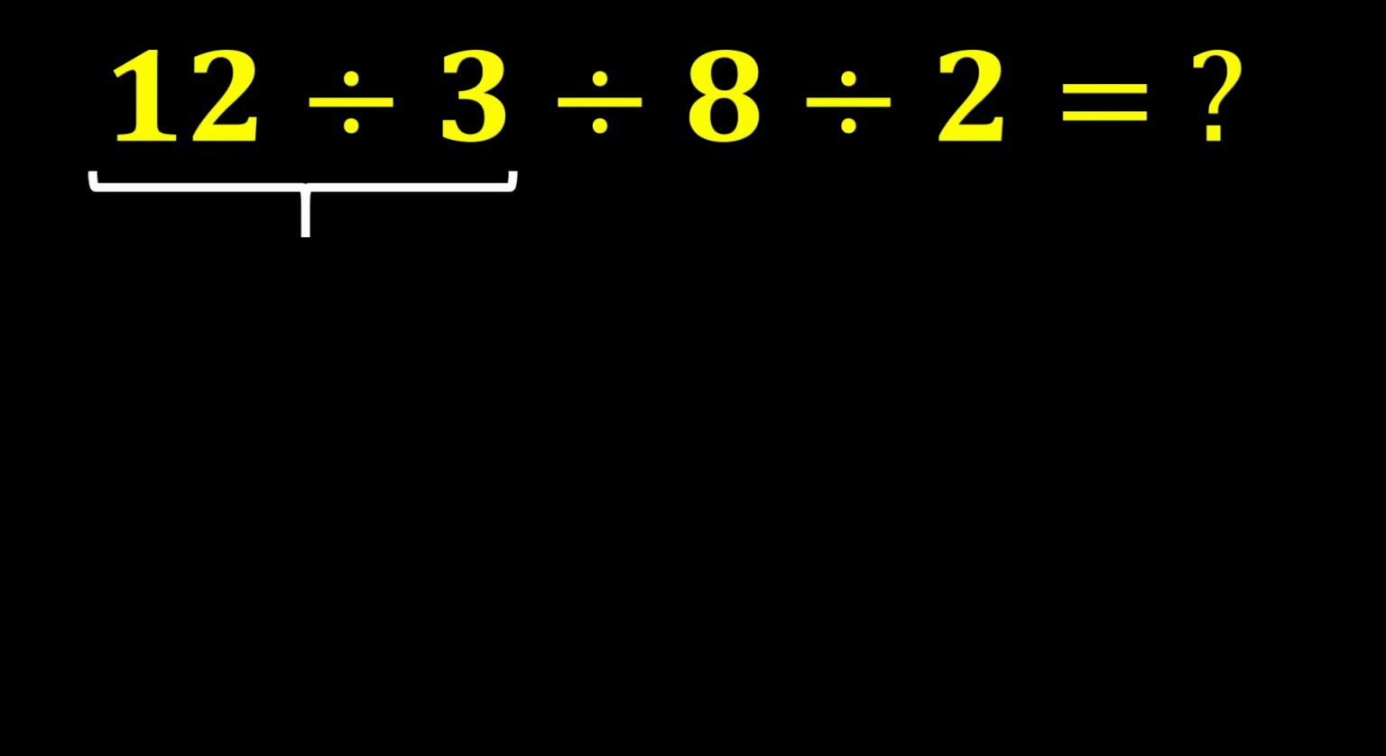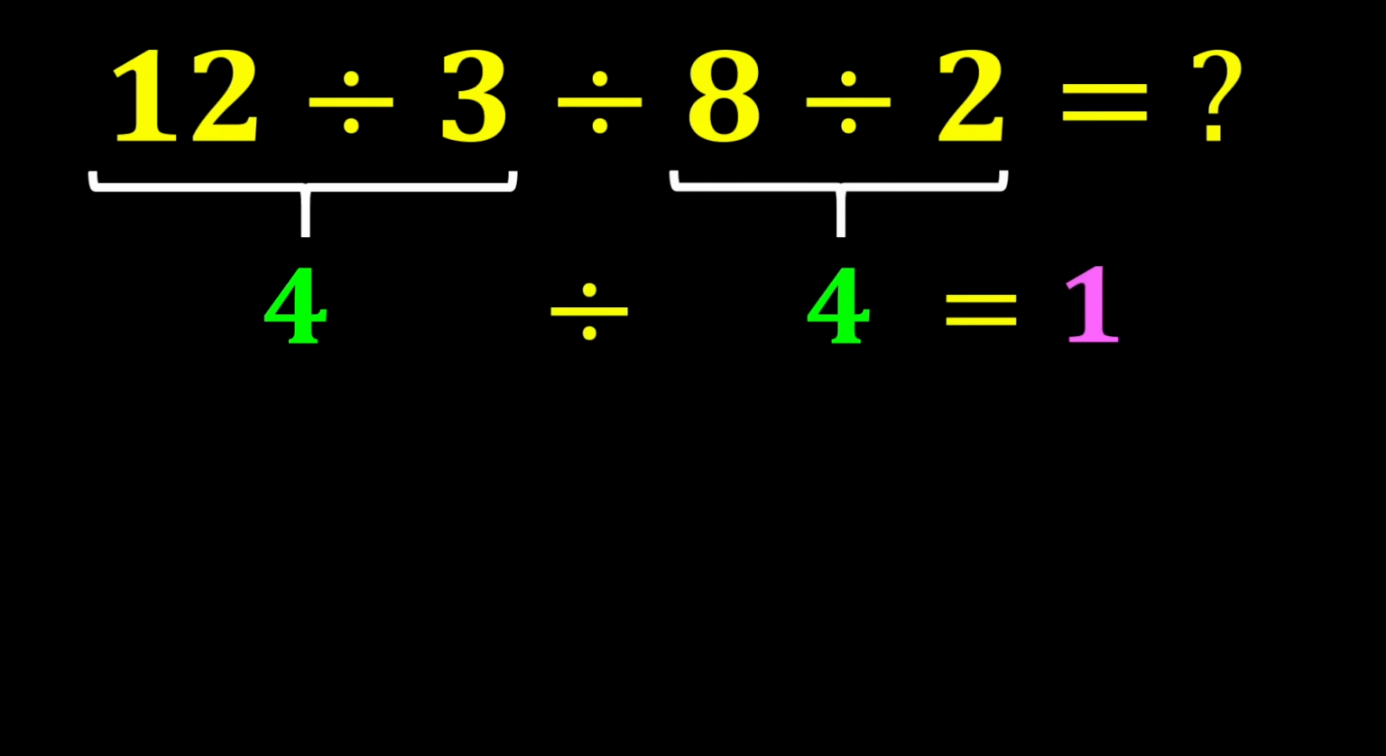12 divided by 3 gives us 4. And then, 8 divided by 2 gives us 4. In the end, 4 divided by 4 gives us 1, which is our final answer.